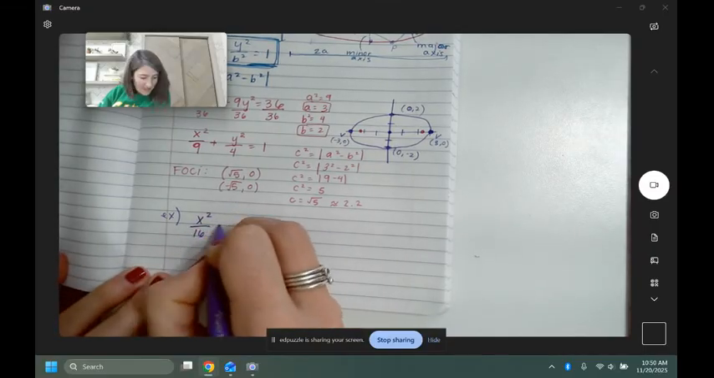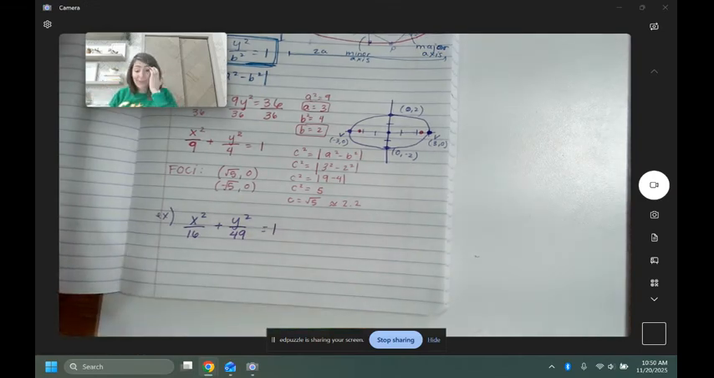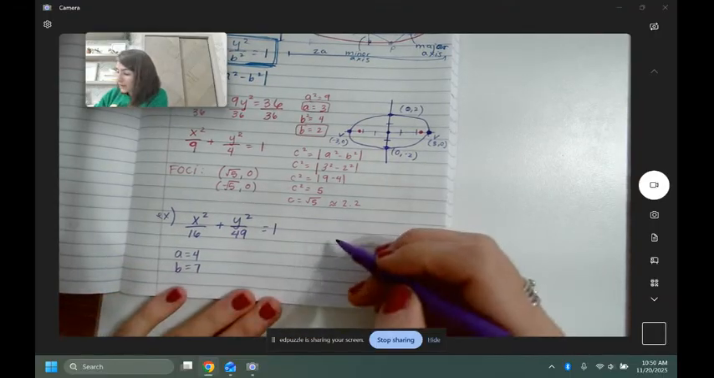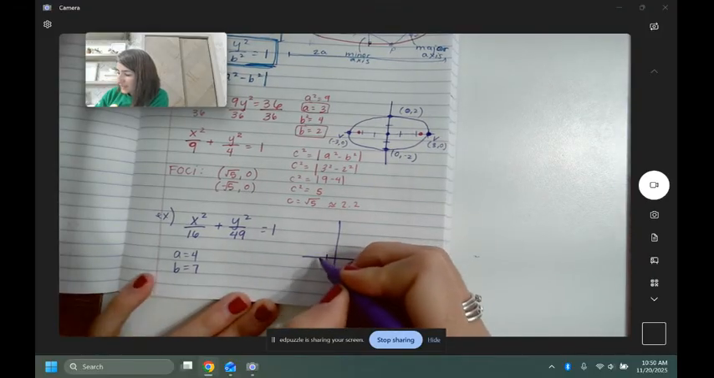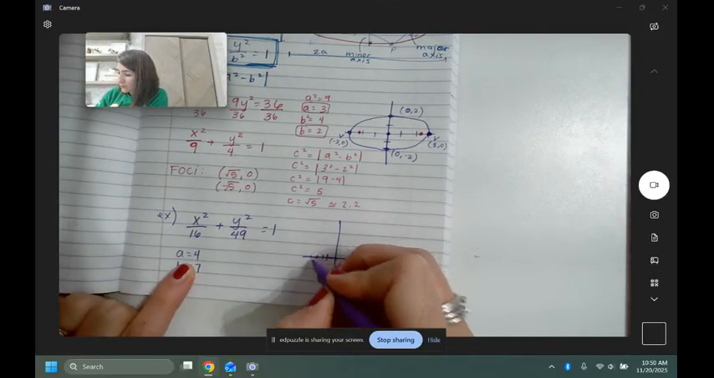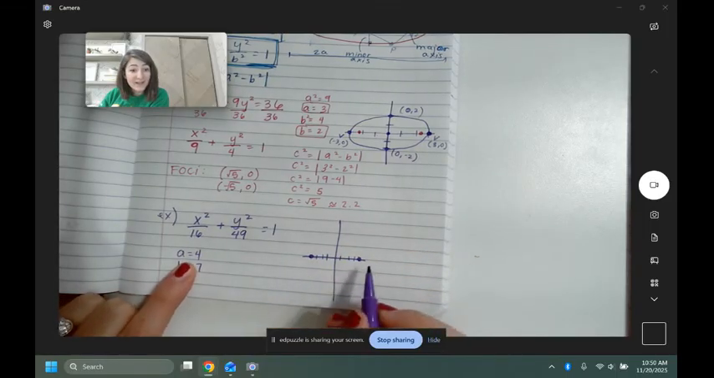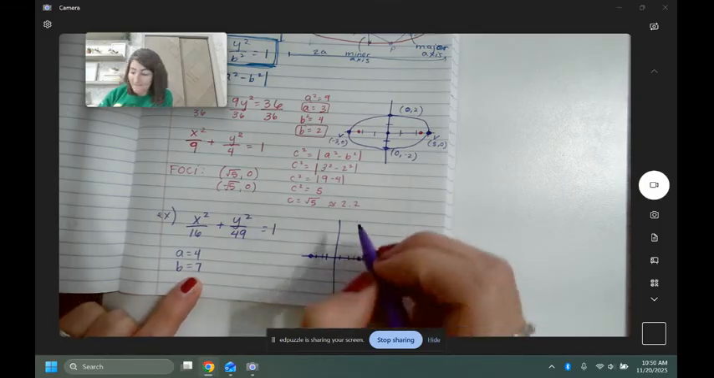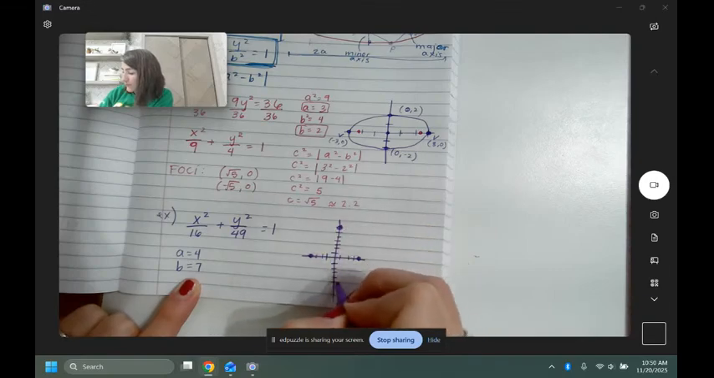X squared over 16 plus y squared over 49 equals 1. Already set up for us. A is 4, B is 7. So when I'm graphing this, there's no left and right change. A is 4, so I'm going to go over 1, 2, 3, 4, 1, 2, 3, 4. These are not my vertices because this is a minor axis. I know that because A is smaller than B here. And then 1, 2, 3, 4, 5, 6, 7, 1, 2, 3, 4, 5, 6, 7.